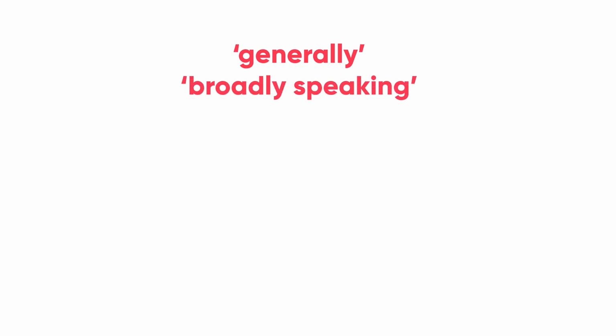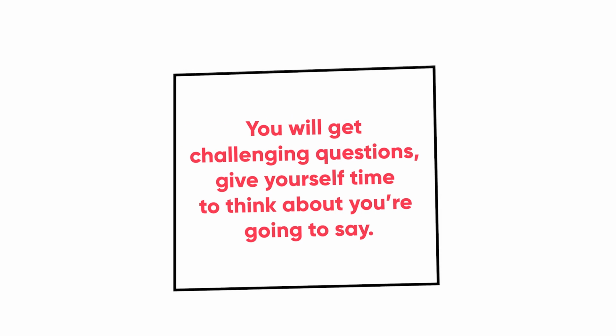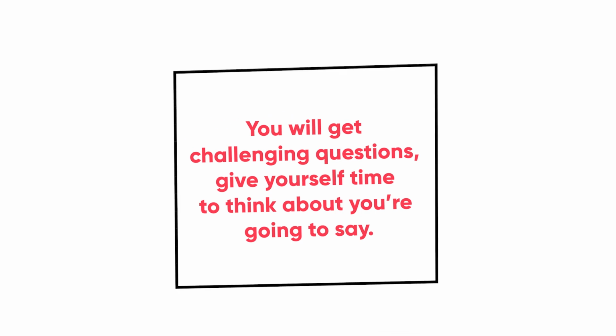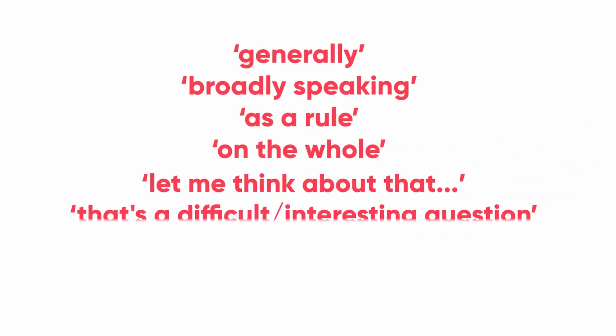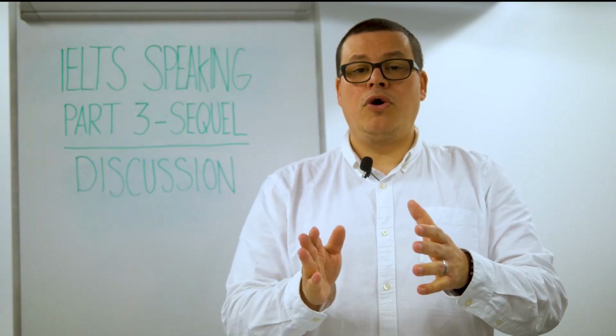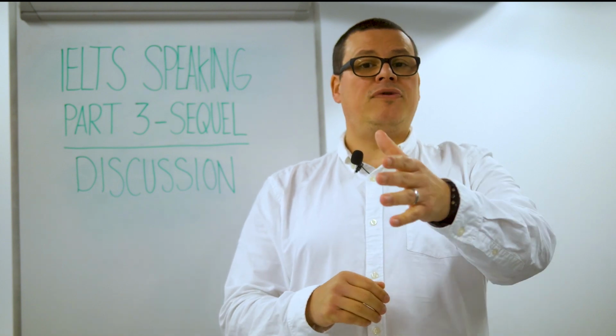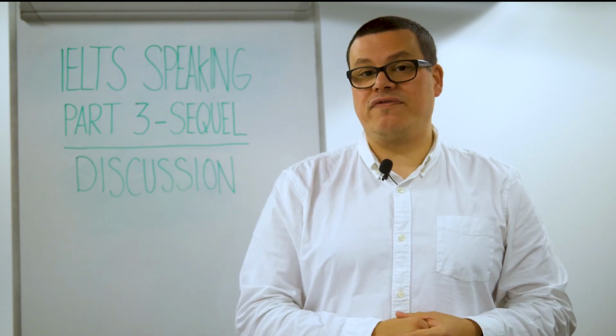You know you need to talk about things in general, so try using generally, broadly speaking, as a rule, or on the whole. And you also know that you'll get challenging questions. So try giving yourself a bit of time to think about what you're going to say by using expressions like, let me think about that. That's a difficult question, or that's an interesting question. Or you could say, I haven't thought of that before. Whatever linker you use, they will help you to not only show off a variety of English, but help you to extend your answers, thus avoiding the short answers I mentioned at the beginning of this video.